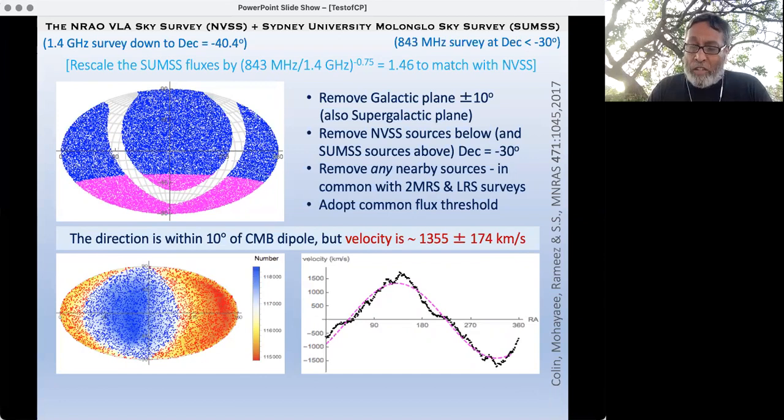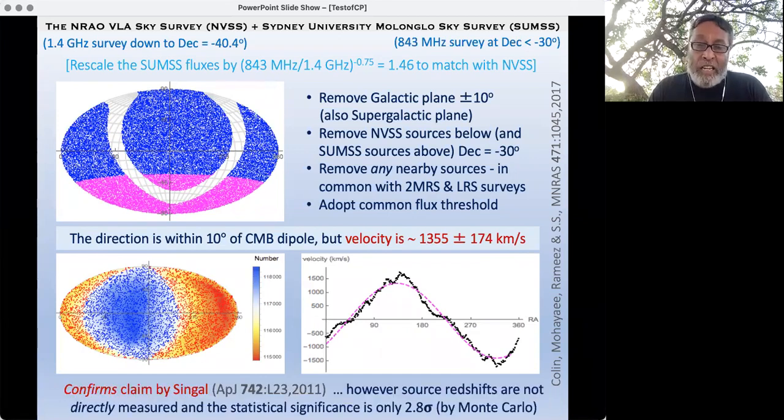Now, this should not have been a surprise. This was actually detected earlier by Ashok Singhal, a radio astronomer in India. But he had only NVSS, not SUMSS as well. And people criticized him for that. And also, even with 800,000 sources, if I do a Monte Carlo simulation of the sky, you would find that you can get a dipole as large as that about 0.25% of the time, which does not seem like much, but for particle physicists, it is less than 3 sigma. So it's not worth getting excited about.